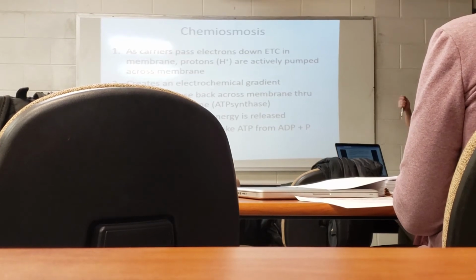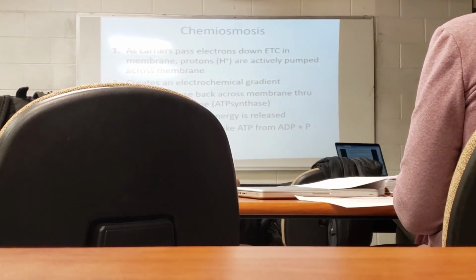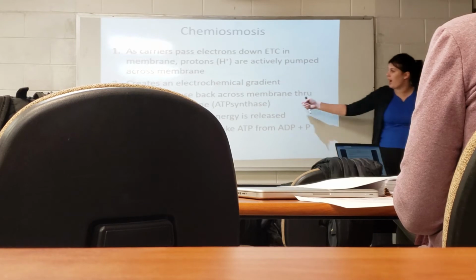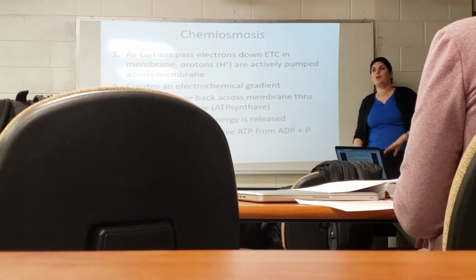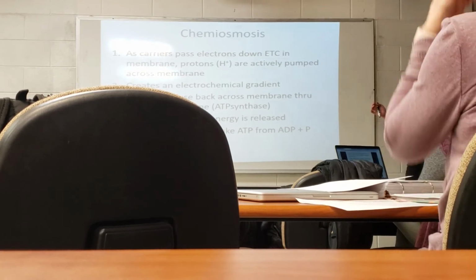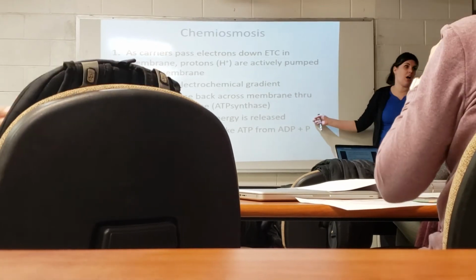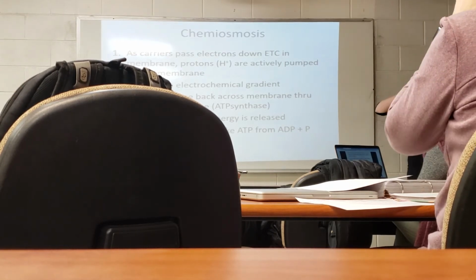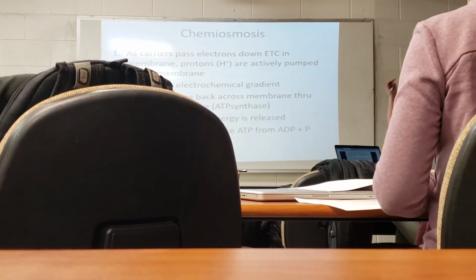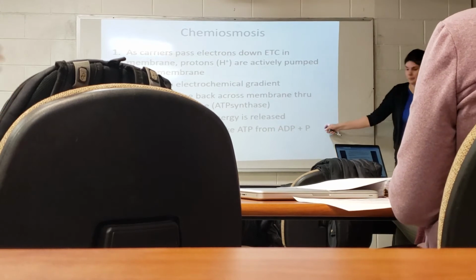Cells don't like gradients, right? They like equilibrium. So those hydrogens are going to go through ATP synthase, and when the hydrogen goes through ATP synthase, you're going to release energy and make ATP, okay? So that is oxidative phosphorylation. Passing electrons, make a gradient, hydrogen comes back in, make ATP, okay?